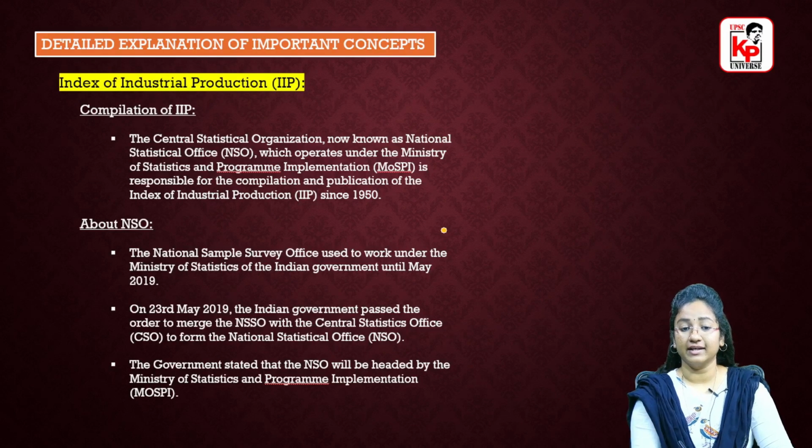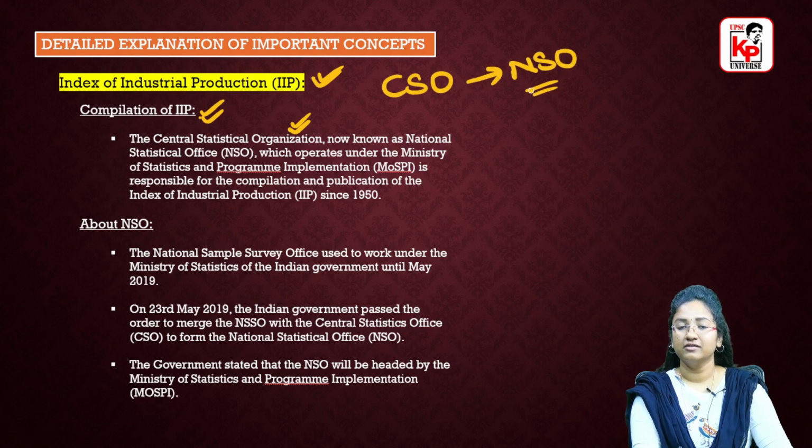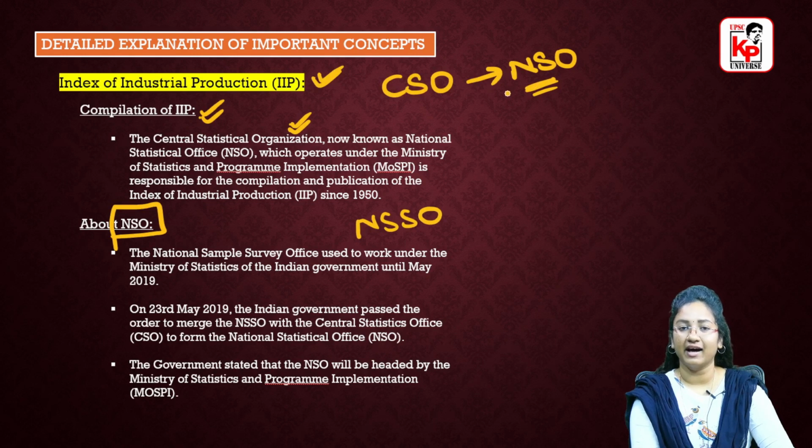So let's have a look at the detailed explanation of important concepts, that is our Index of Industrial Production, IIP. Coming to the compilation of IIP, this is compiled by CSO, which is now known as the National Statistical Office, NSO. Previously we have discussed this regarding the merger. Since we have this topic of NSO over here, we'll just have a look at this NSO. NSSO is different, NSO is different, and CSO. These are 3 different entities for now. Remember this separately.